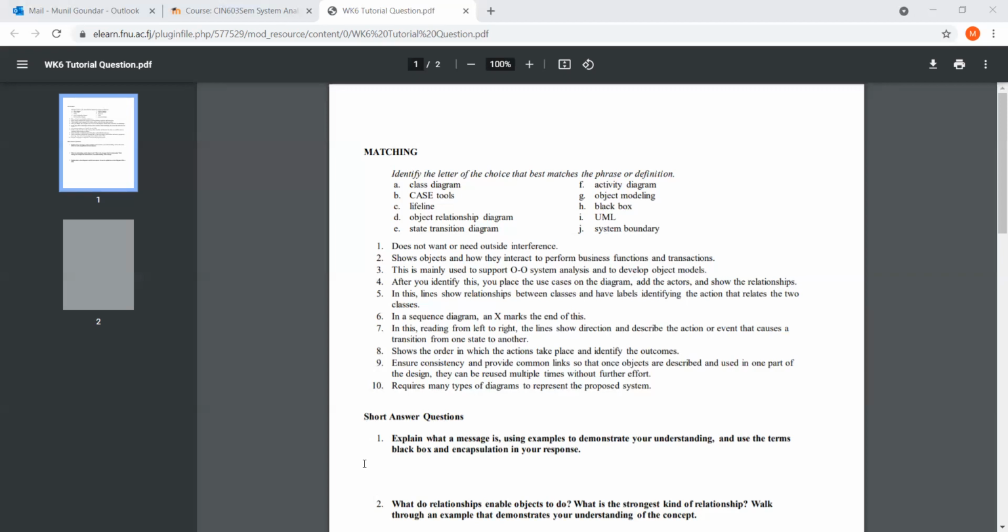Requires many types of diagrams to represent the proposed system. Object modeling, which is G. So let me repeat the answers. Number 1, the correct answer is black box, H.